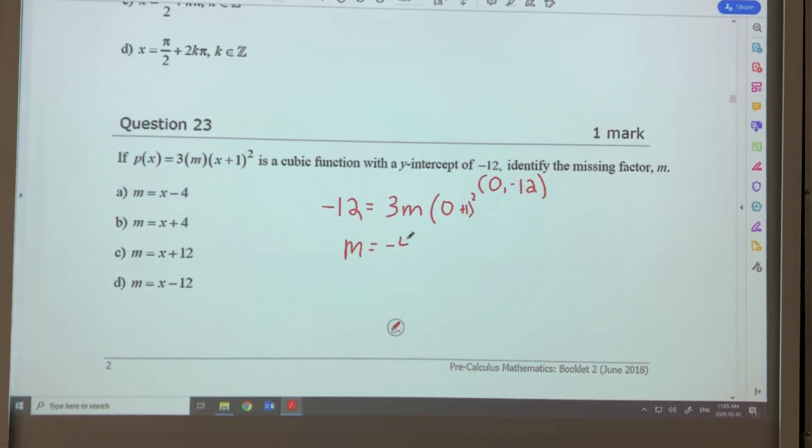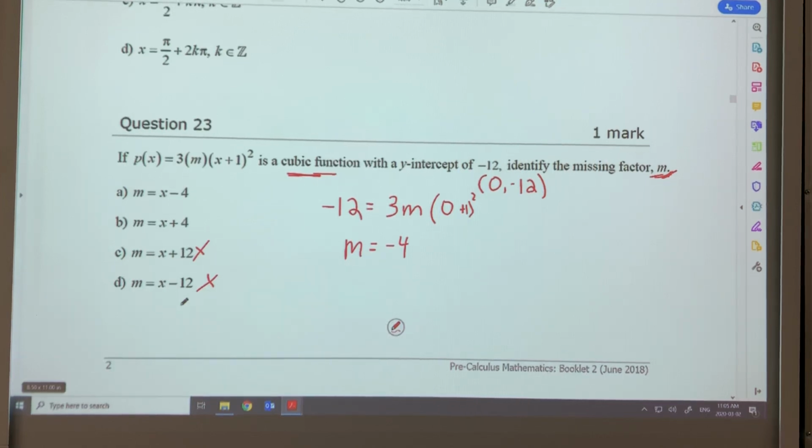-4. Okay, now it's a little tricky because it's like, but which factor is m, right? It's a cubic function, so this is going to be x plus or minus a number. The missing factor m. Yes, very nice. Which one? It's definitely not this, and it's definitely not this, right? What do you guys think? A? Anyone for B? B?